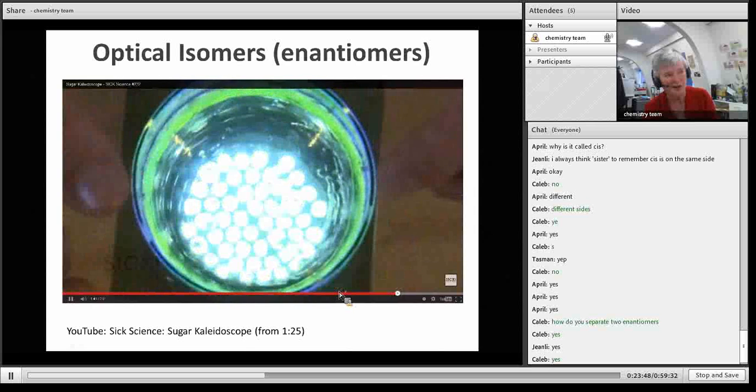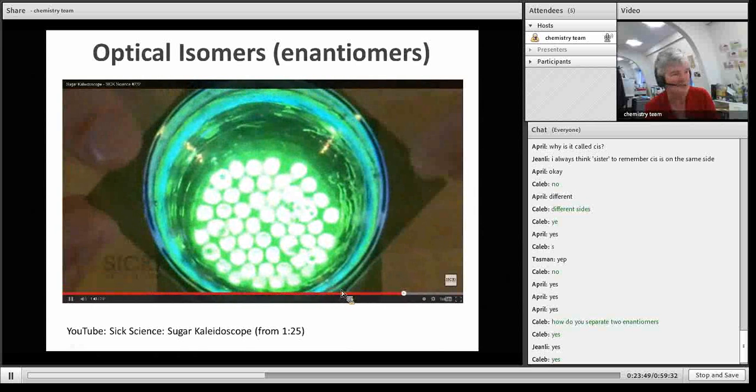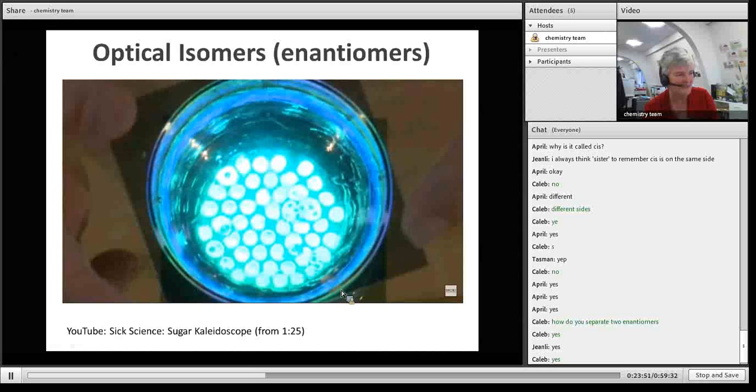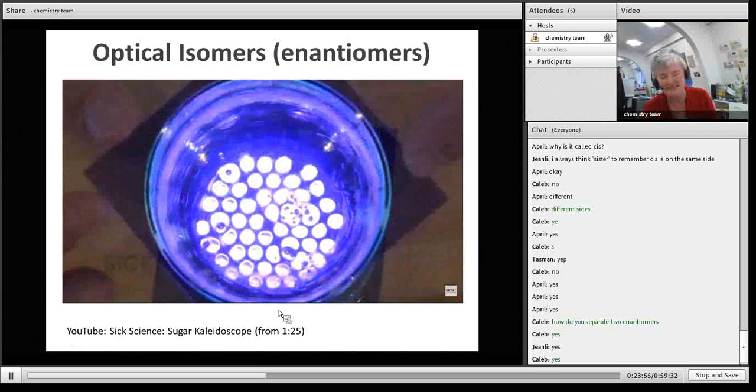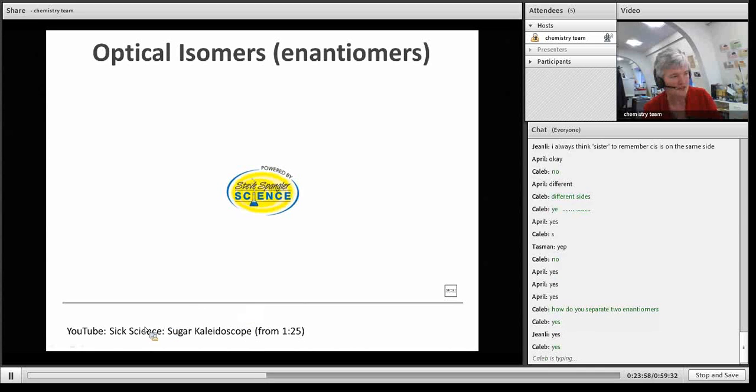As a chemist, you would only be looking at how much it's rotated the plane of light, but you can do fun things as well like this. And if you look at Sick Science on YouTube, they have a whole lot of different little experiments that you can do.